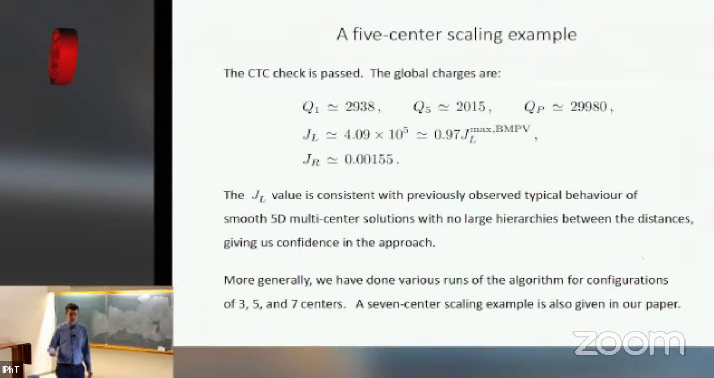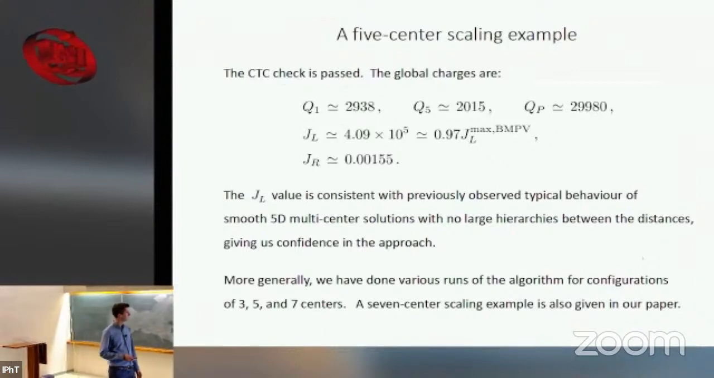Yeah, there's a question here. If the distances between the centers are sufficiently large, I would imagine that I don't need to find a multi-centered solution. I would just solve one-center solutions and superpose them, not in the quantum sense, but in the classical sense. So can you comment about the distances between the centers that you found and whether you could have just superposed single center solutions?